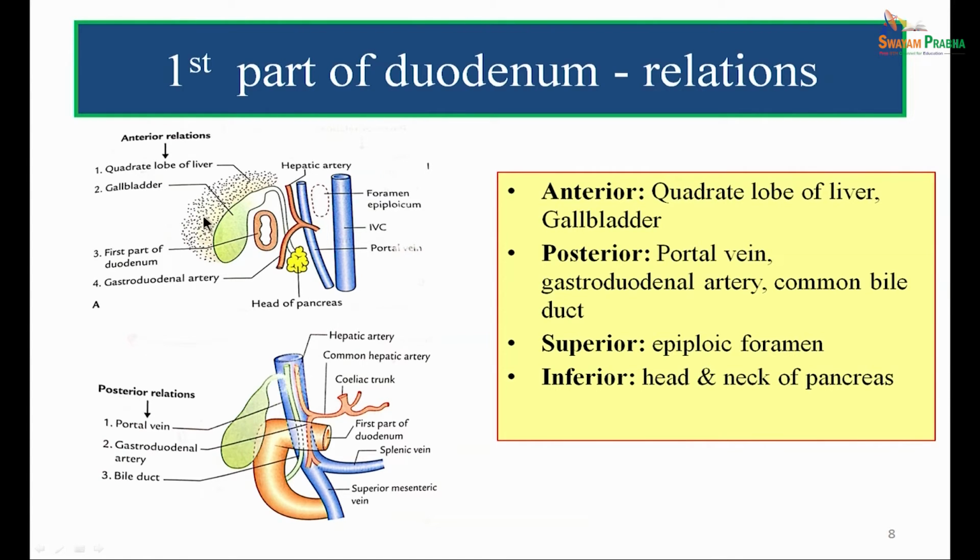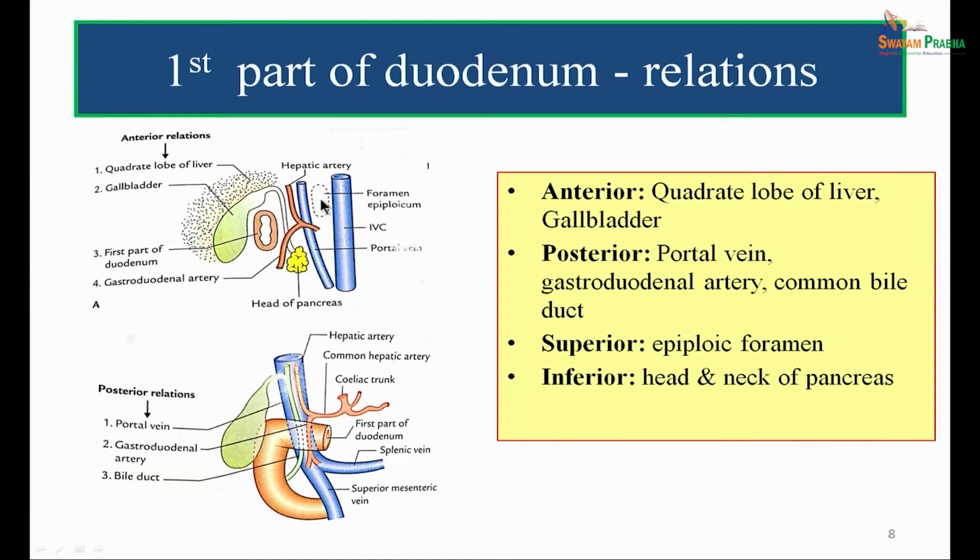Going on to the relations of the first part, coming to the anterior relations, anteriorly it is related to the quadrate lobe of the liver and the gallbladder. Posteriorly it is related to the portal vein. You can make out the portal vein there. Posteriorly it is related to the portal vein, the gastroduodenal artery, and the common bile duct. The gastroduodenal artery and the portal vein are also there.